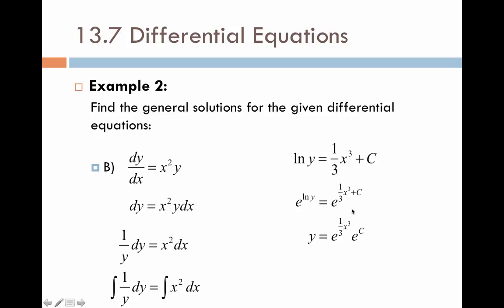And the right-hand side, I'm going to use my rules for exponents to write this as e to the 1/3 x cubed times e raised to the c power. Now e raised to the c is just a constant. So instead of keeping it this way, I'm going to write it as a different constant, m. So m is equal to e to the c power. And then I'm done. I've solved for y.